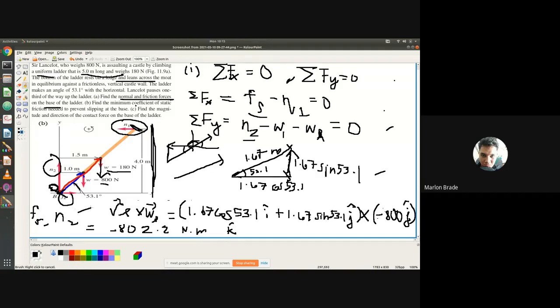Right? My question? So pila ang Fs? Fs is equals to N1. Right? Okay? Transpose, no? Fs is equals to N1.